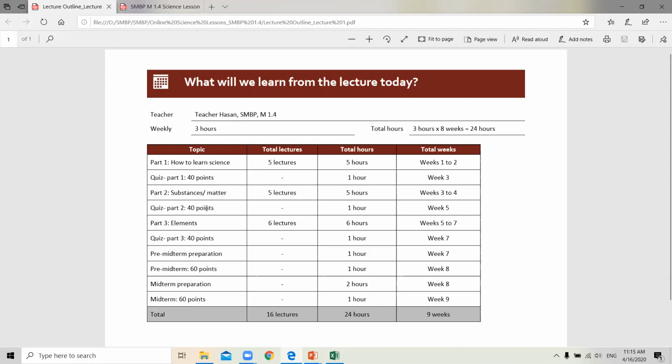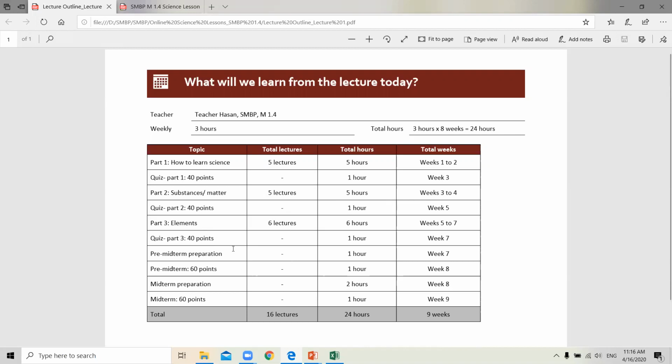After that, we'll start part 2, substances or matter, and this part will take around 5 hours in week 3 and week 4. And after we finish all the lectures, we'll have a quiz on 40 points for 1 hour, and that will happen in week 5. Then you can see part 3, that's about elements, and we will take around 6 lectures for 6 hours, and that will happen from week 5 to week 7.